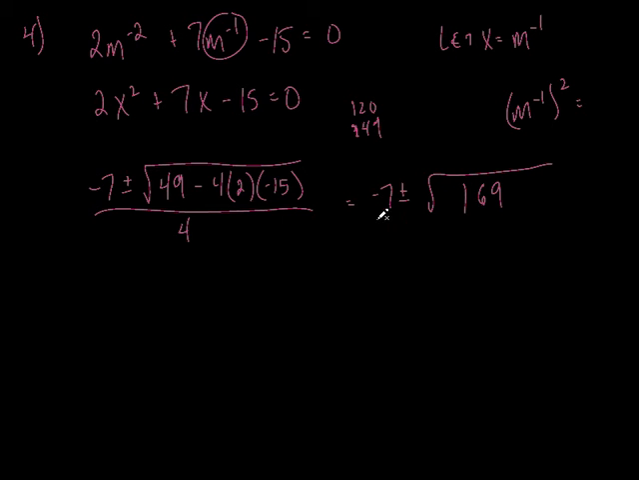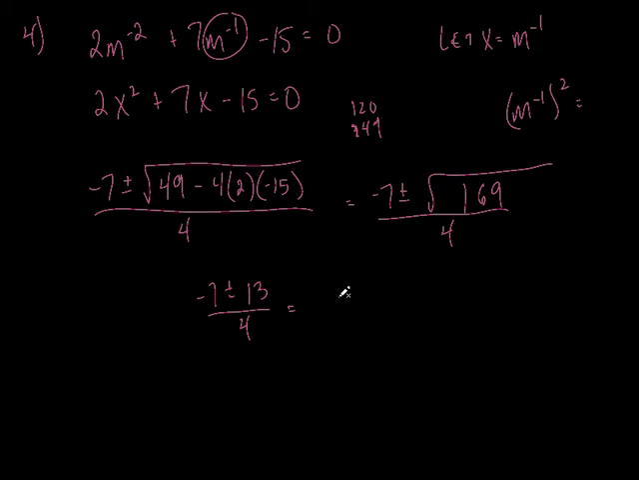Okay. Just double check my math. I could have made a mistake somewhere. I think that's right though, isn't it? All right, and let's see, 169, that's 13, isn't it? Square root. All right, so it's negative 7 plus or minus 13 over 4.